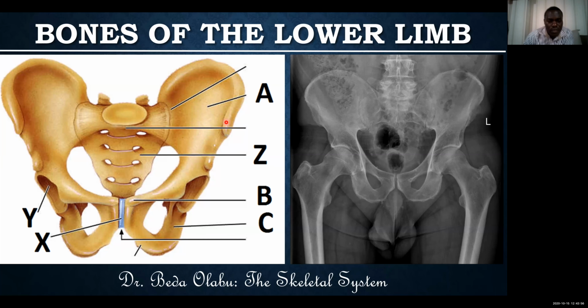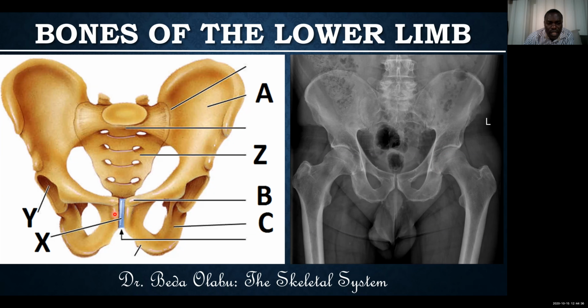So pelvic girdle is a bone of the gluteal region. There are three bones that form the pelvic girdle. The one labeled A is the ilium. The one labeled B is the pubis. And the one labeled C is the ischium. This is ilium, this is pubis, and this is ischium. The three bones meet in this socket labeled Y, which we call the acetabulum. This is the acetabulum.